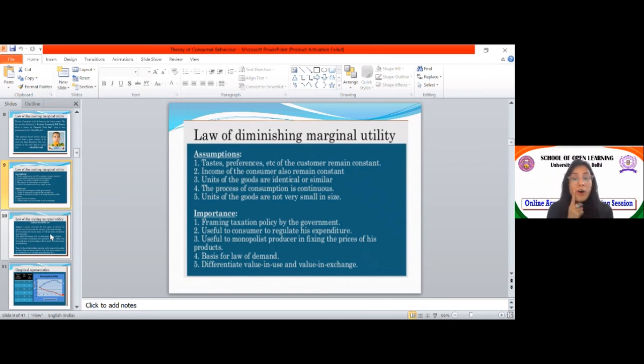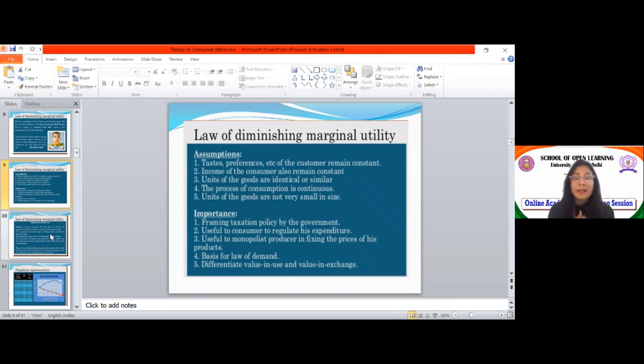The process of consumption is continuous. मतलब आप at one particular time you are consuming these things. अगर आप अलग अलग time पे करोगे मतलब suppose करो सुबह एक आइसक्रीम खाइए शाम एक आइसक्रीम खाइए तो that won't matter. Here your consumption is continuous. Now units of the goods are not very small in size. मतलब हम ये नहीं कह रहे हैं कि just छोटा सा one scoop or one spoon आप ले रहे हो. We are saying not very small in size. You are consuming the whole cup of vanilla or a whole cone of vanilla, whatever you want to assume.